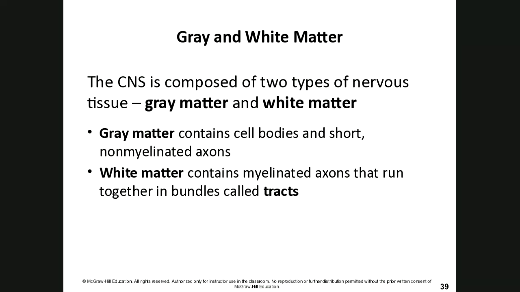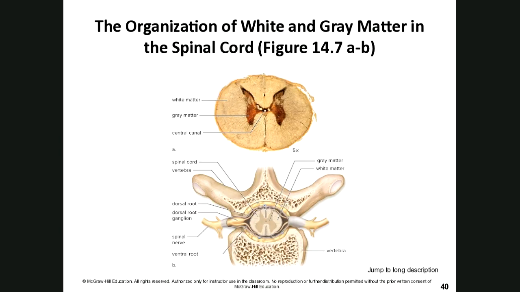There are two types of nervous tissue in the central nervous system, the gray matter and the white matter. Whether it's gray or white depends on whether or not it's myelinated. Gray matter contains cell bodies and really short non-myelinated axons. White matter has myelinated axons that move in bundles that we call tracts. White matter is found on the outside of the spinal cord, and gray matter is on the inside, in the butterfly portion of it.